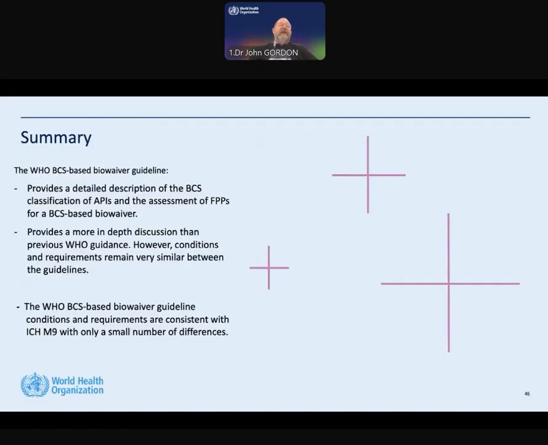So there we have it. The WHO new BCS-based biowaiver guideline provides quite detailed descriptions of BCS classification of APIs and the assessment of FPPs for the basis of a BCS-based biowaiver. This is one of the main advantages over the old WHO guideline, that it provides a more in-depth discussion than the previous guideline did on all the topics.